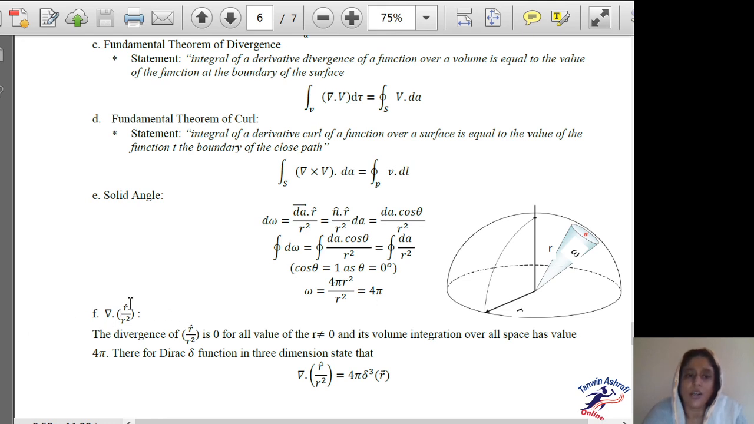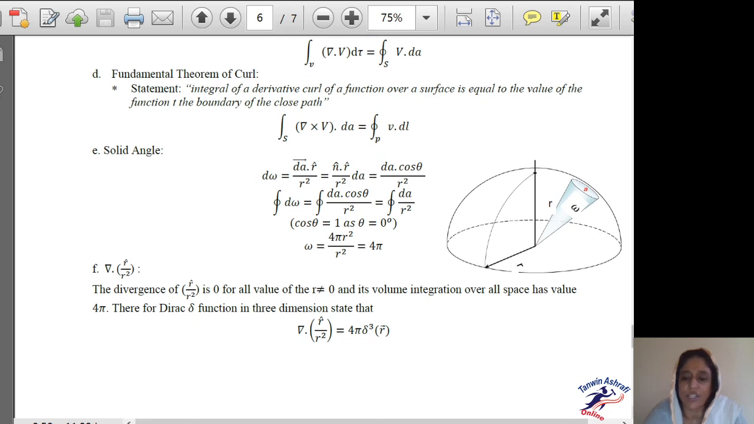Now del dot r cap divided by r square. The divergence of r cap divided by r square is 0 for all values of r when r is not equal to 0. But at r equal to 0, we have a Dirac delta function. It's the corollary of the Dirac delta function. The divergence of r cap divided by r square is 0 everywhere, but it exists only where there is the Dirac delta function, that is 4 pi times the Dirac delta function of r.